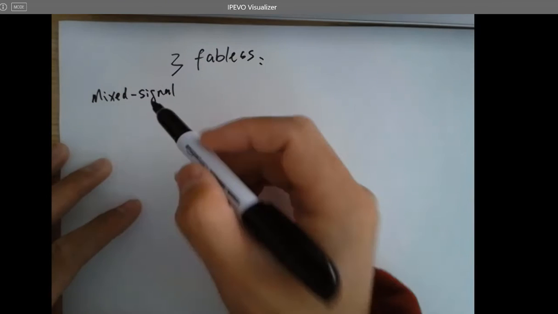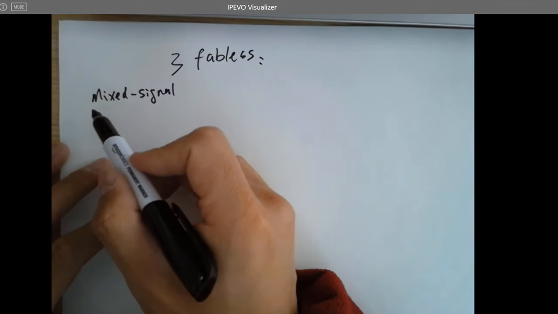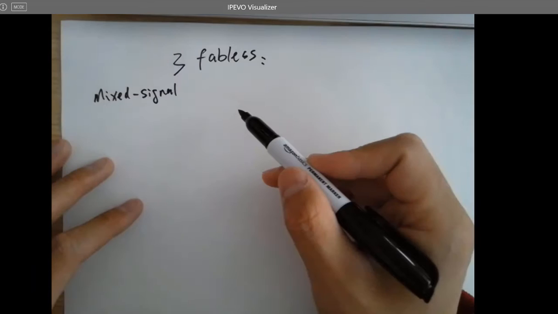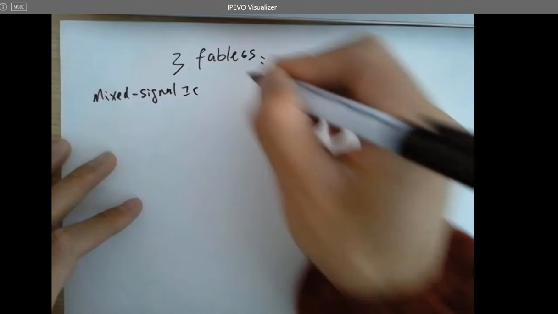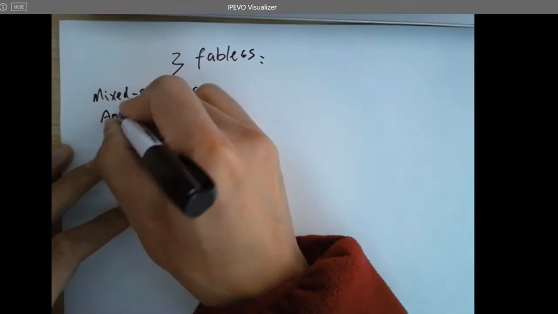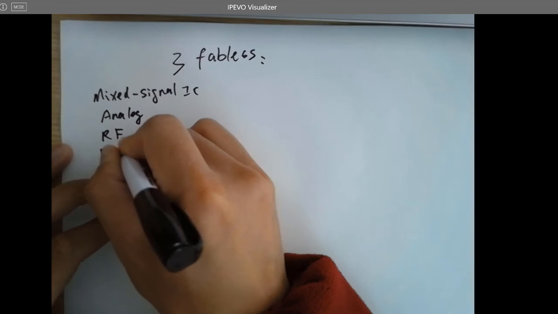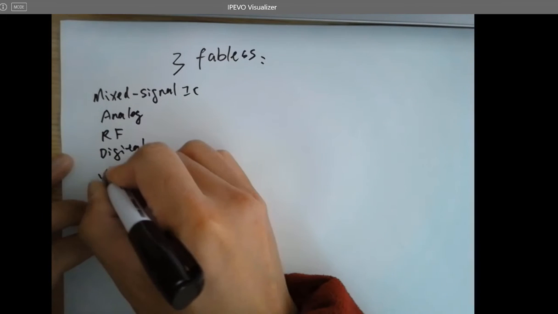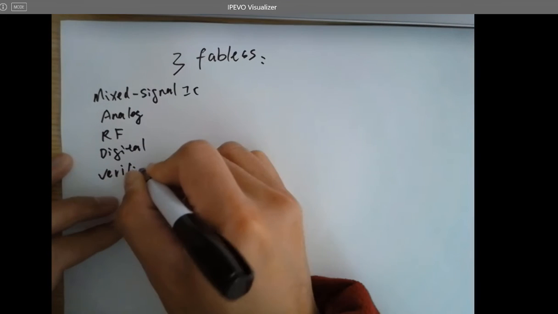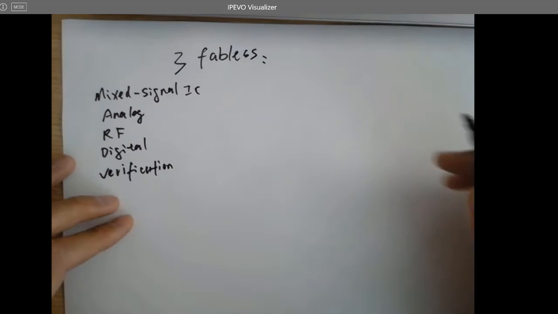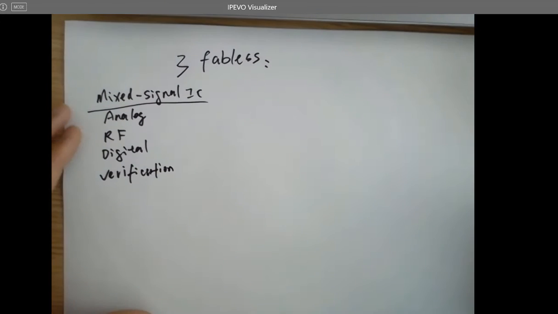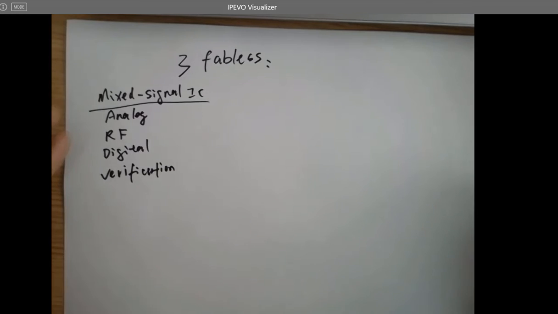When you are searching for jobs, you can see some of the titles: mixed signal IC engineer, analog, RF, digital, or verification. All different titles. So mixed signal means analog and digital. So what are they? ADCs, DACs. It's mixing analog and digital, right?